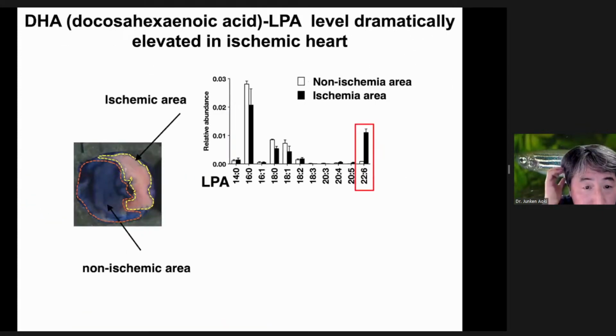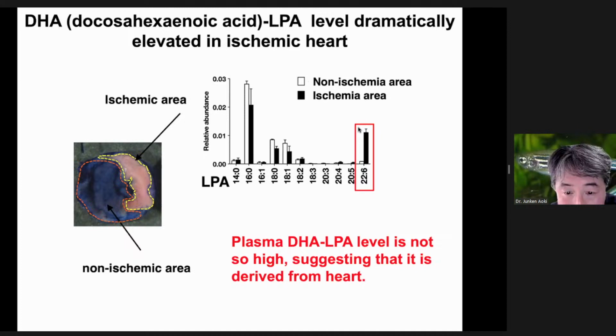We first examined the levels of various phospholipids and lysophospholipids, and we found that DHA-LPA was dramatically increased only in the ischemic area. Importantly, in the mouse model, plasma DHA level is not so high, and most of the DHA-LPA was detected in the ischemic area of the heart. So this suggests that DHA-LPA in human clinical samples may derive from the heart after a heart attack.